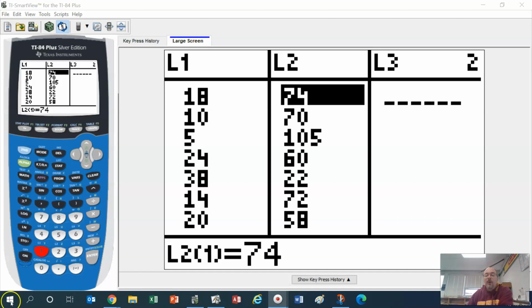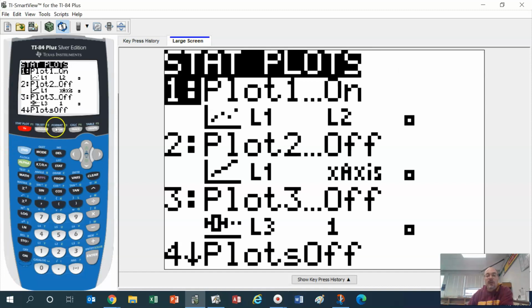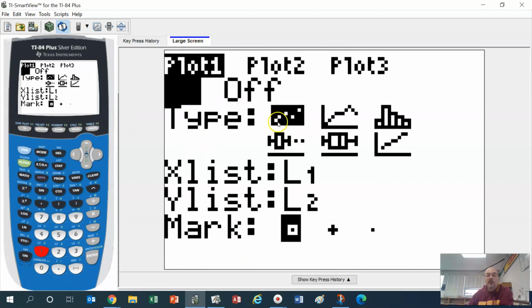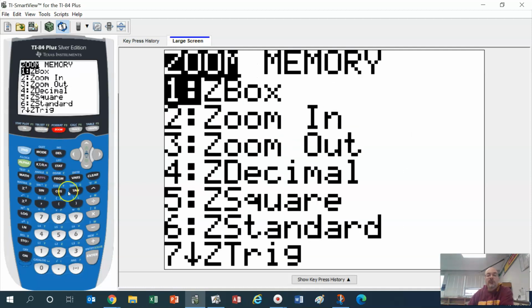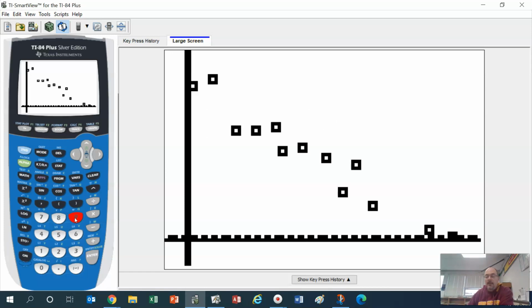All right, now to see the graph, remember you're going to go second y equals and you're going to make sure your plot is on. Okay, make sure it's the scatter plot, it's list one and list two. And then remember it's zoom 9. All right, so that is what the scatter plot looks like. All right, the dots are going down.